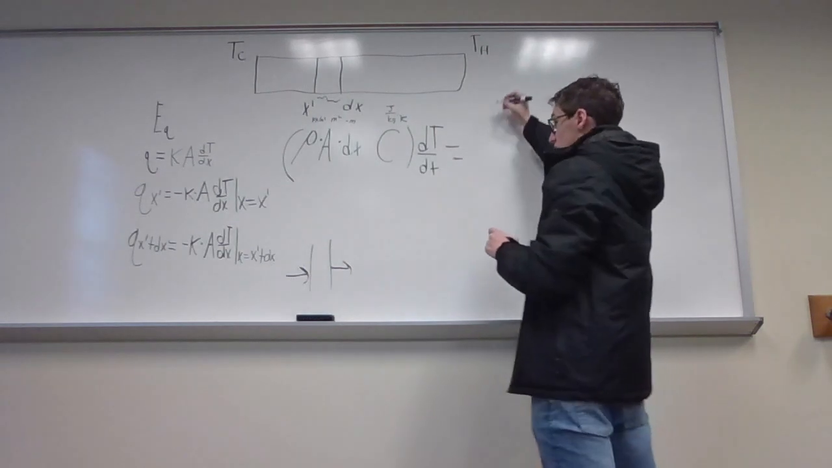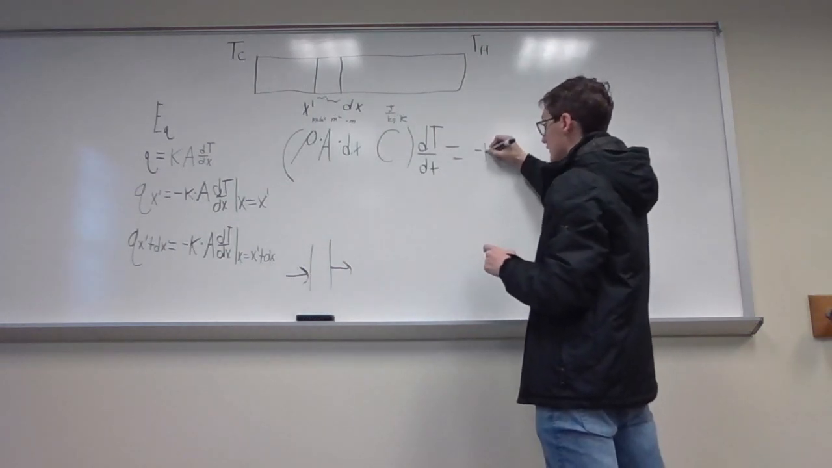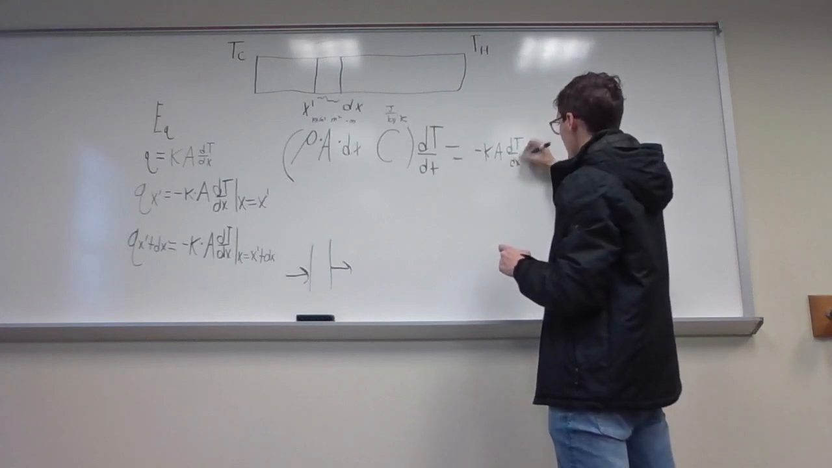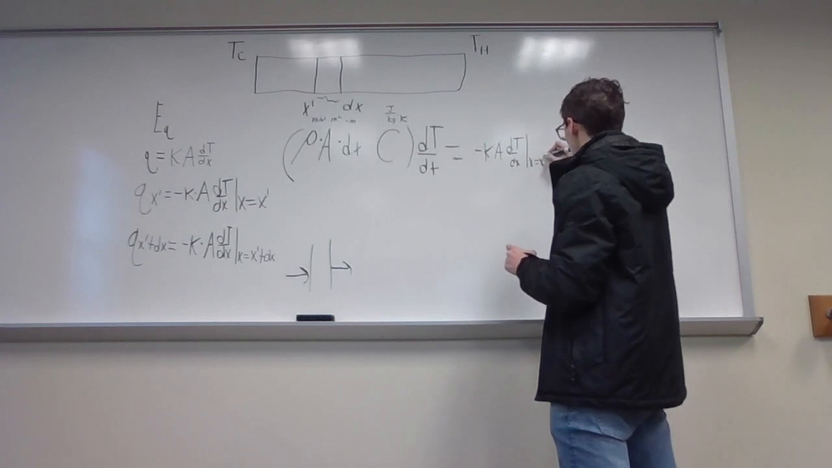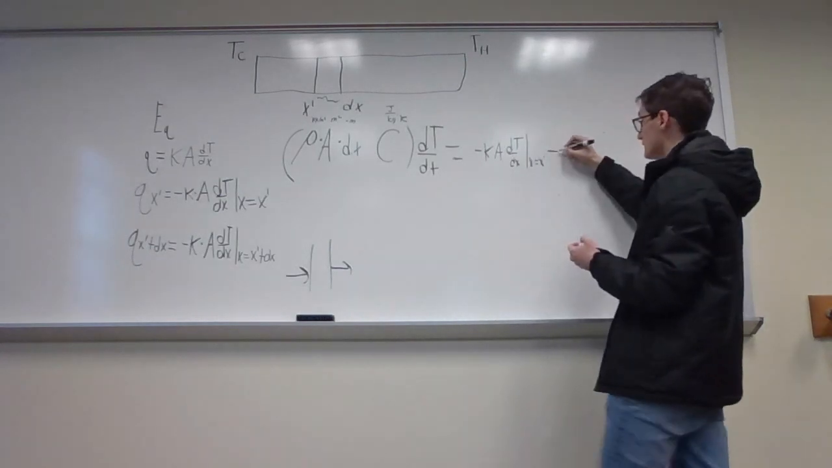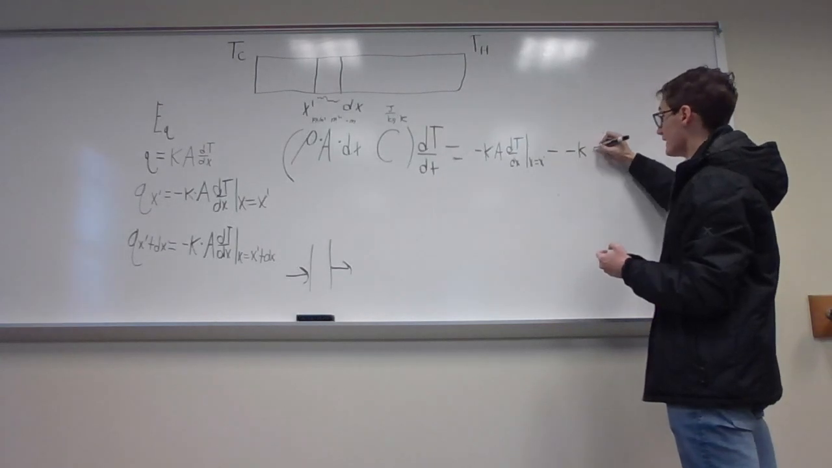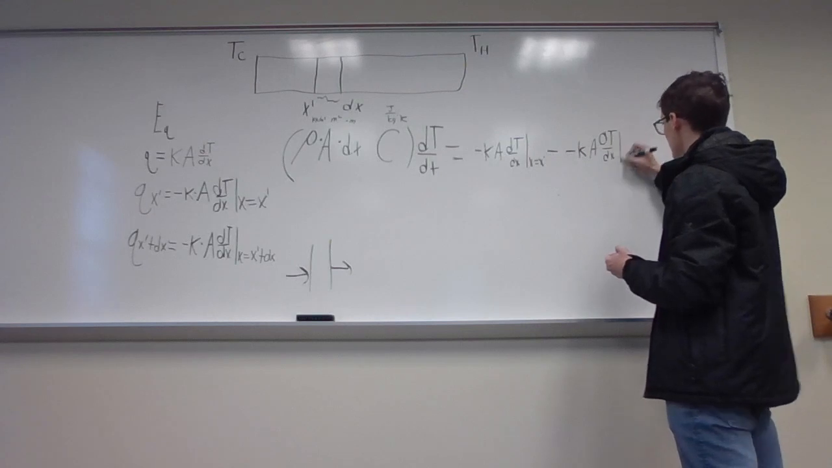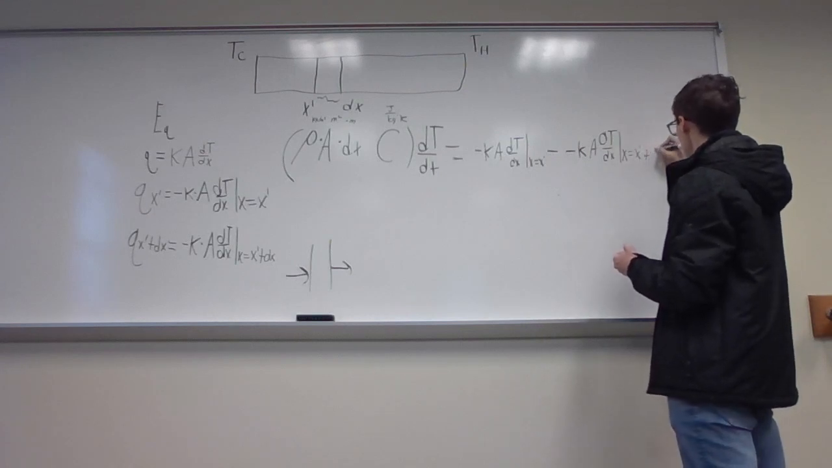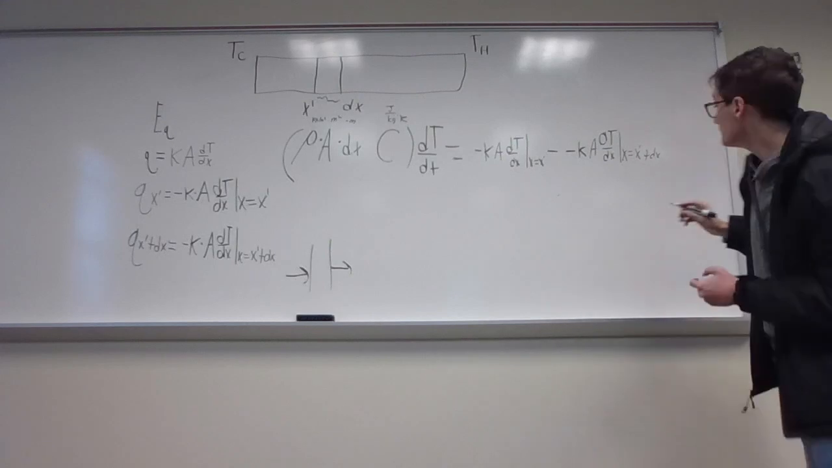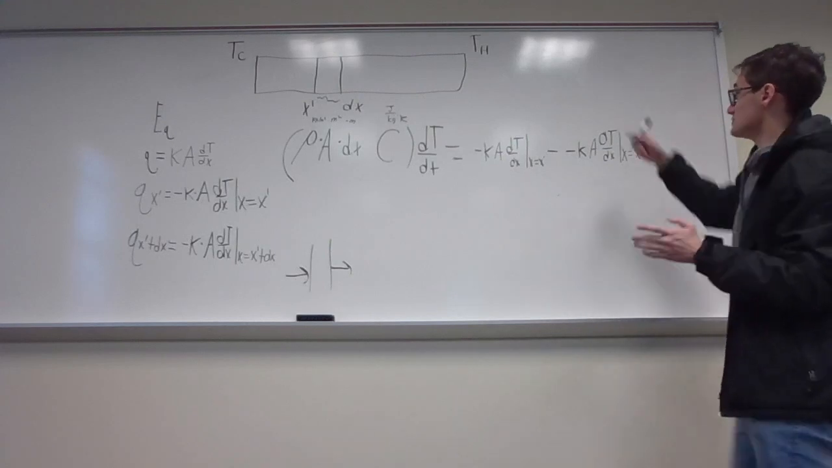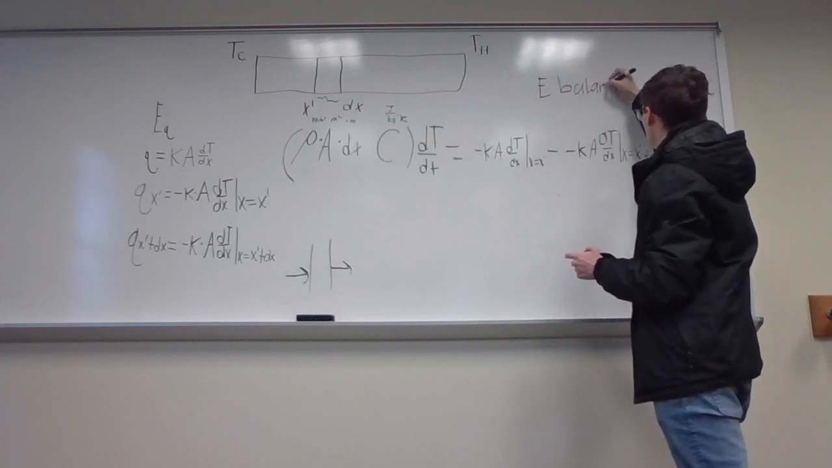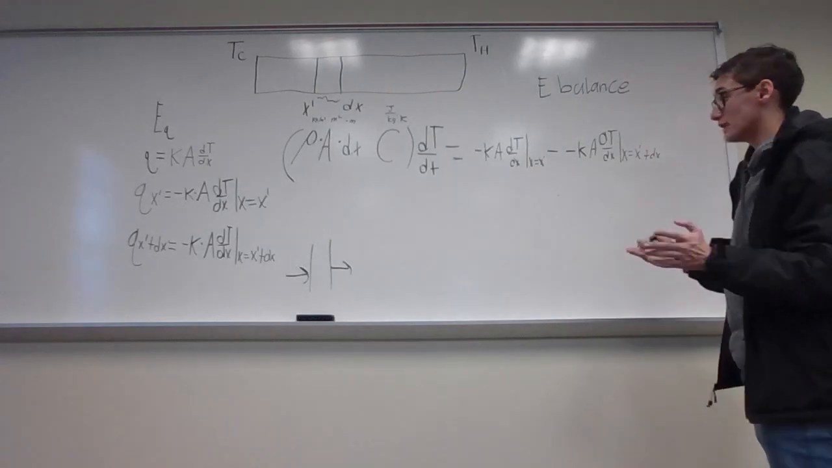So our in is going to be negative K A dT over dx at x prime, while the energy leaving is going to be minus negative K A dT over dx at x equals x prime plus dx. Make sure you can still see. And this is essentially our energy balance, with my great handwriting, and probably too tiny for you to see.